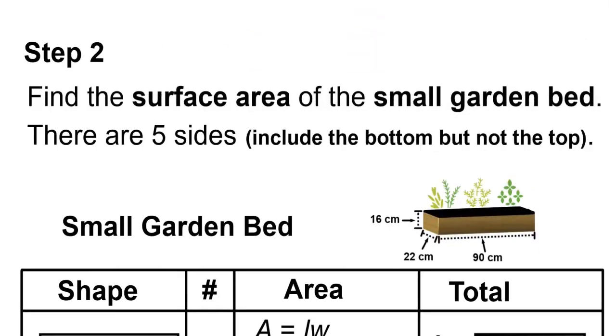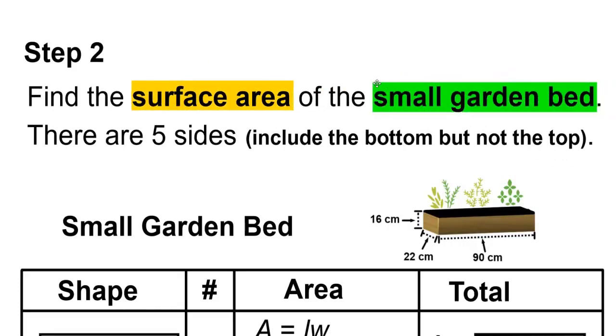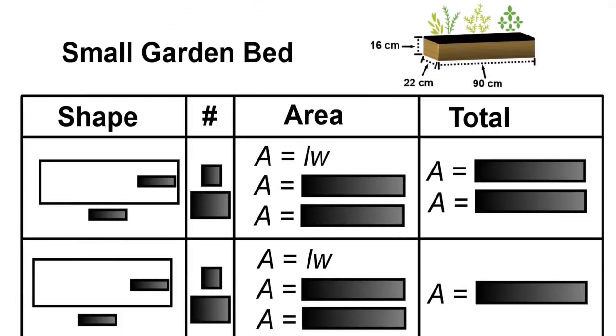Step 2. Find the surface area of the small garden bed. There are 5 sides. Include the bottom, but not the top. Front, back, left side, right side, and the bottom. Again, we'll use a graphic organizer to solve.